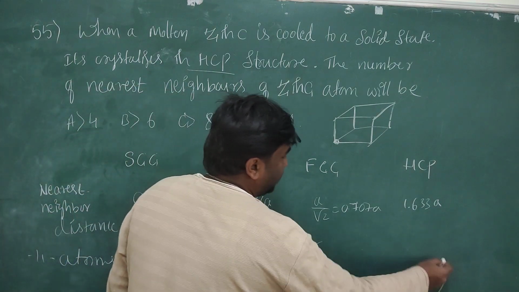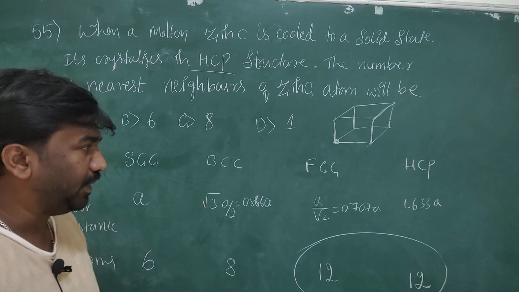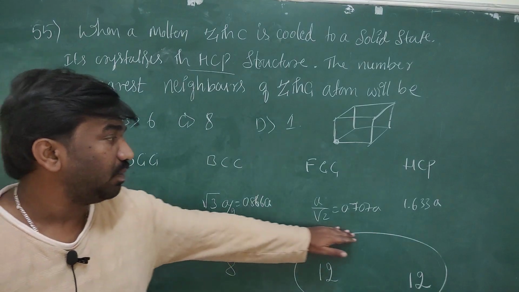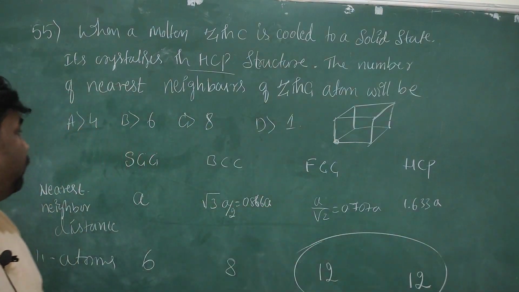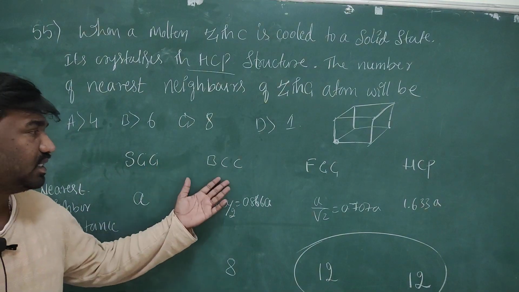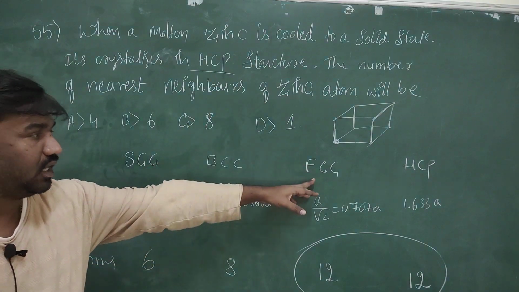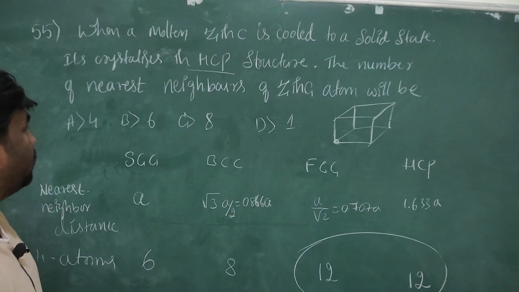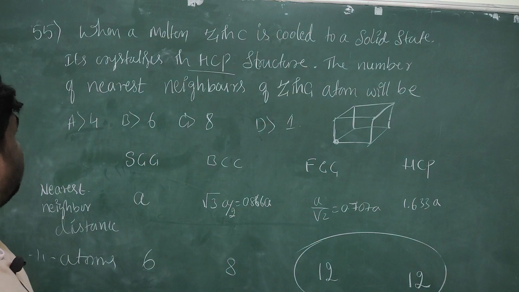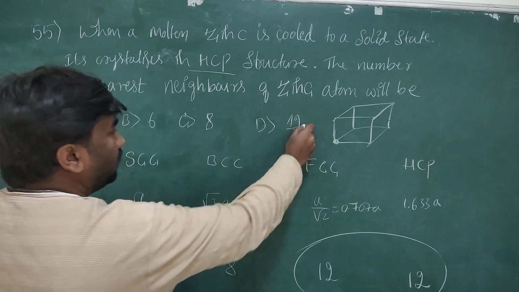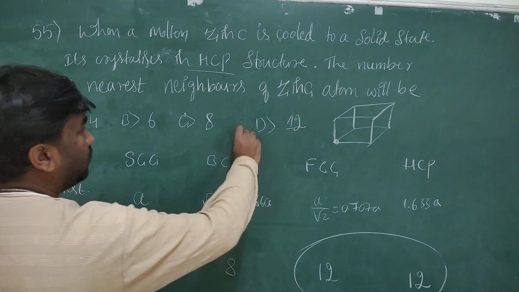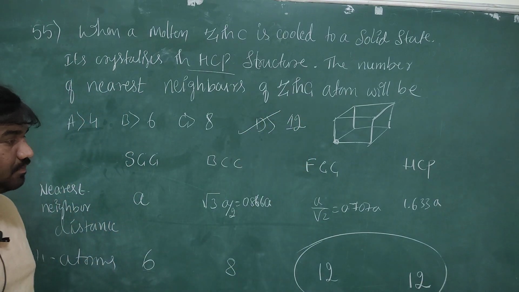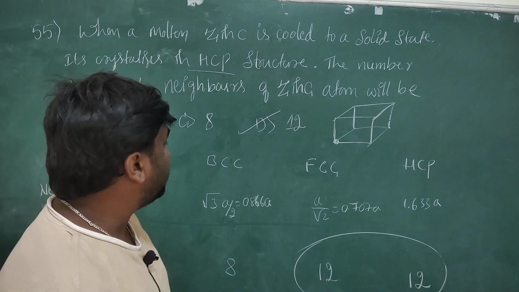For FCC and HCP both are the same. This is the nearest neighbor number for simple cubic, body centered cubic lattice, face centered cubic lattice, and HCP. So this is 12. The D option is 12. So the answer is D. D is the correct option.